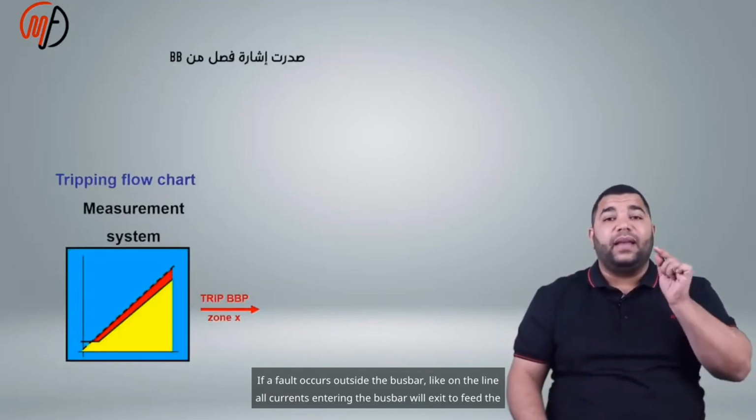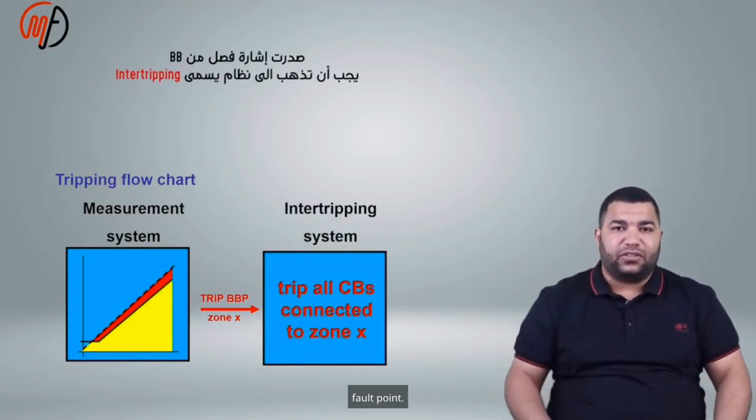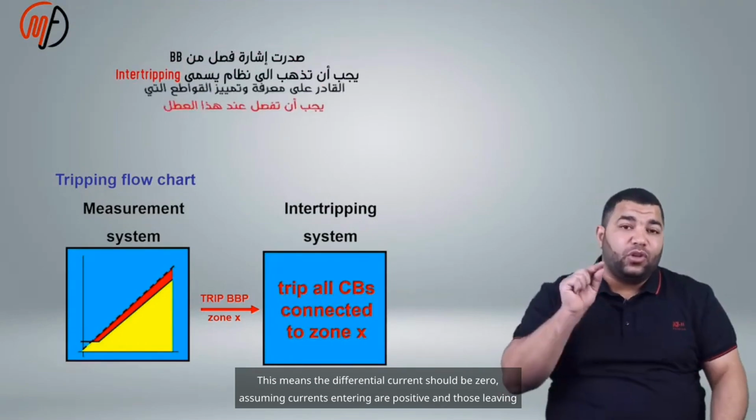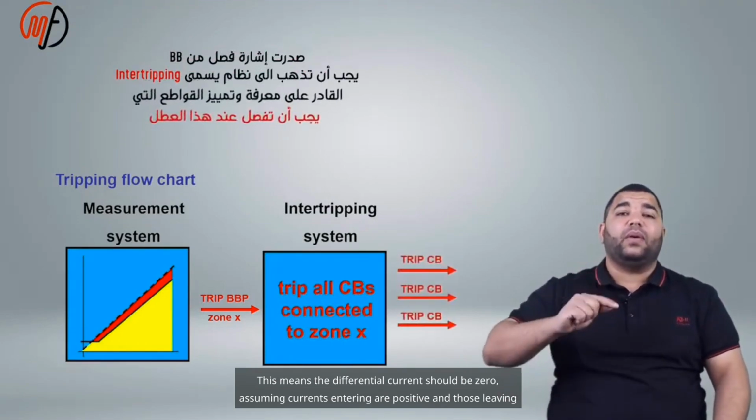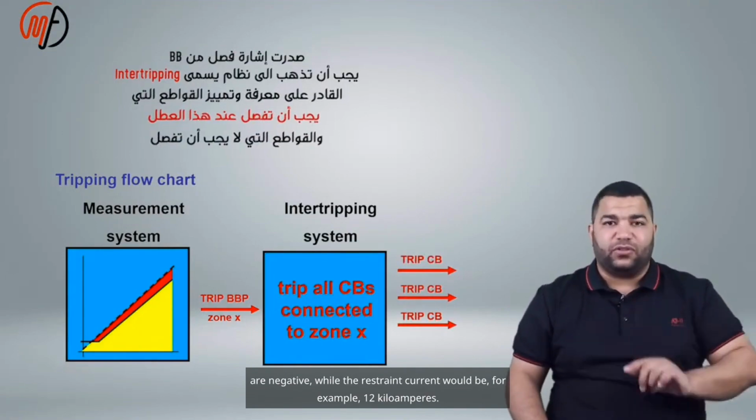If a fault occurs outside the bus bar, like on the line, all currents entering the bus bar will exit to feed the fault point. This means the differential current should be 0, assuming currents entering are positive and those leaving are negative, while the restraint current would be, for example, 12 kiloamperes.